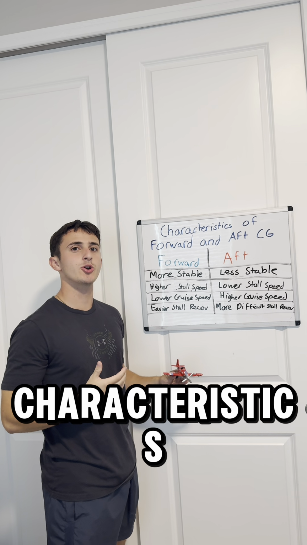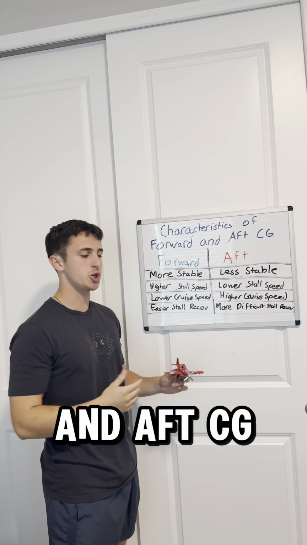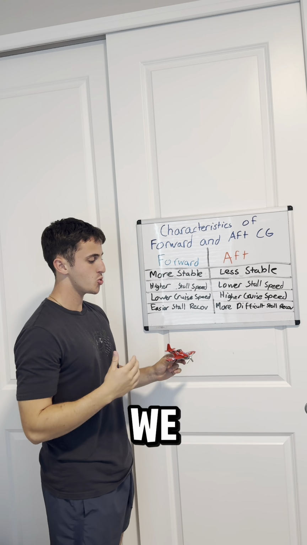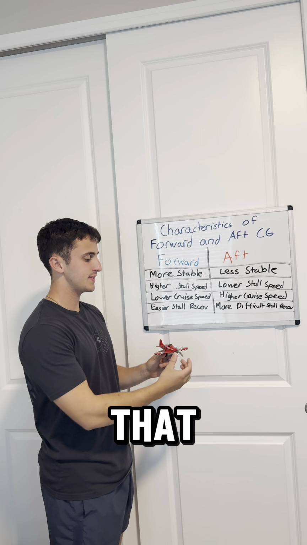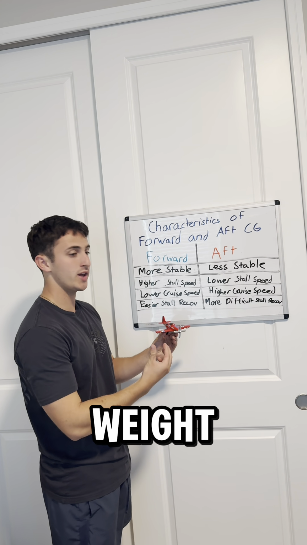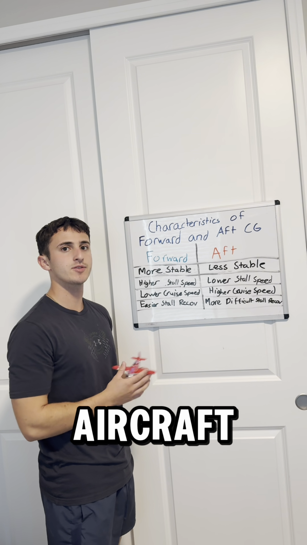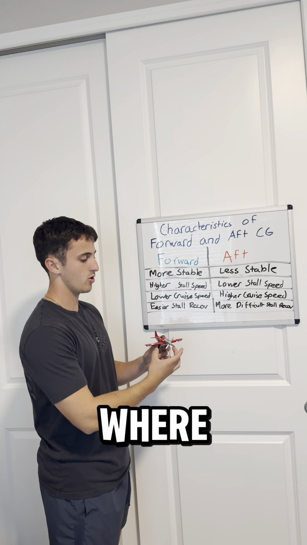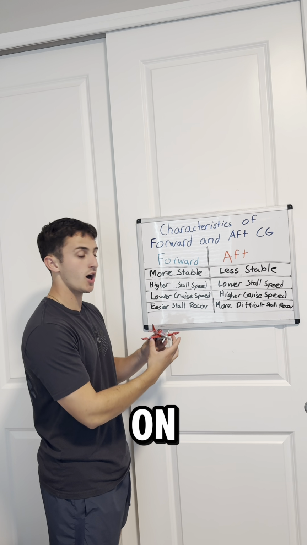Today I'm going to talk about the characteristics of a forward and aft CG. So along our longitudinal axis of our aircraft, we have three forces that act along it. We have the center of gravity, which is the point where all of our weight is centered on our aircraft. We have the center of lift, which is the point where all of our lift is concentrated on our aircraft.